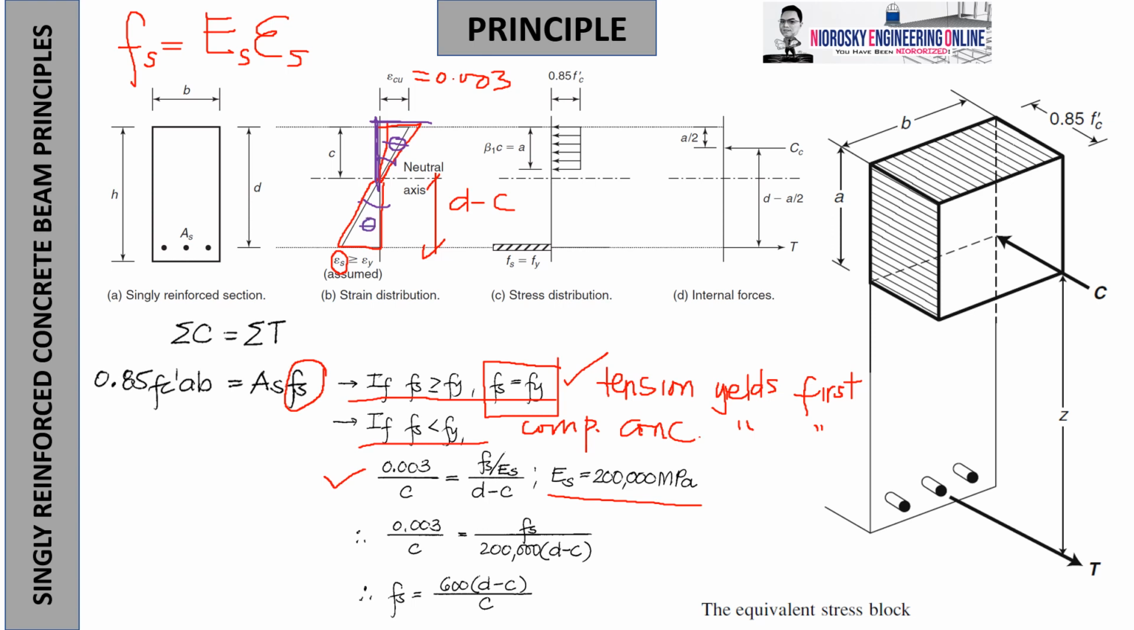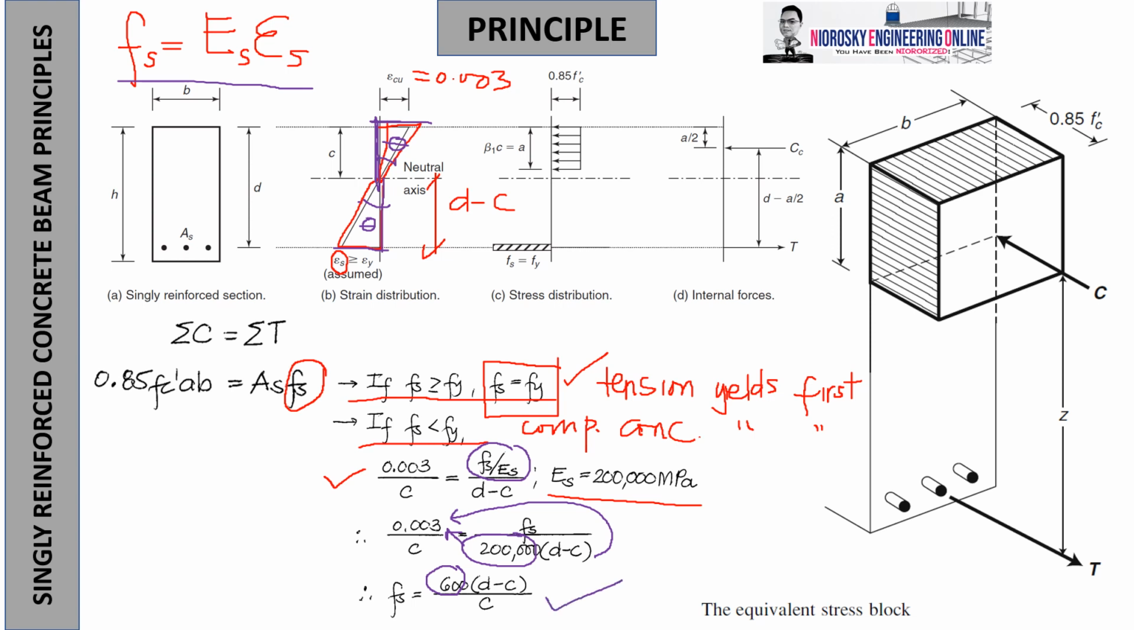Is equal to E sub S, strain of steel, as to D minus C. But again, as we use this, it will look like this one. Okay? Of course, it is divided. And then finally, we get 200,000 here, moved here, 0.003, so 600. And it moves to the numerator. Okay? So that's why it becomes like this one.